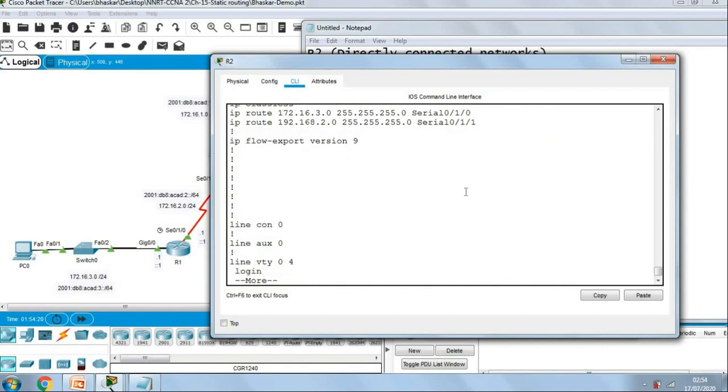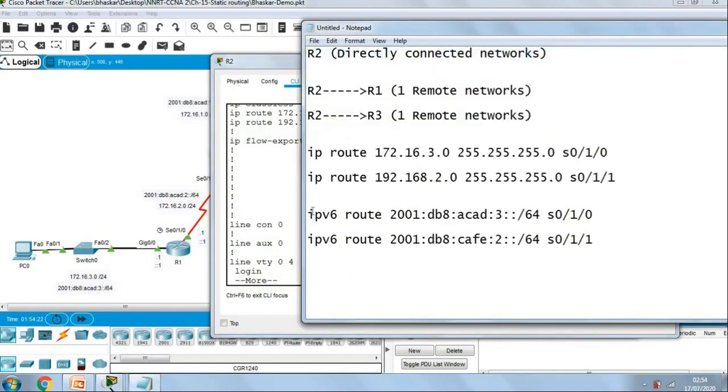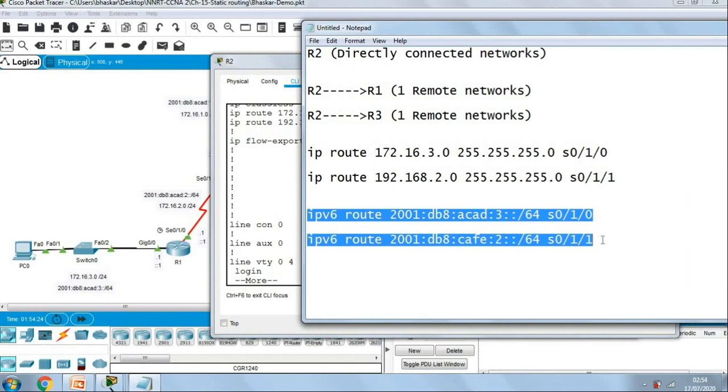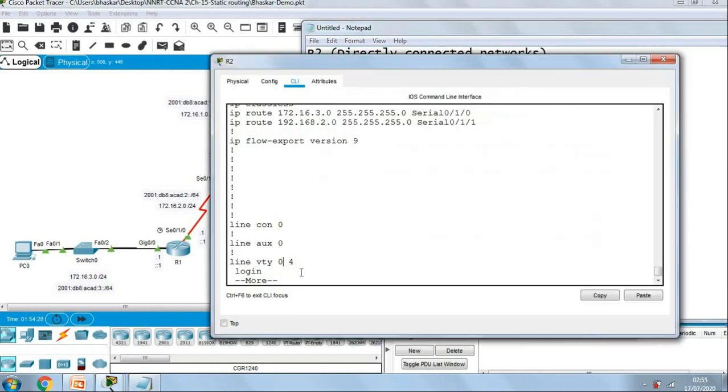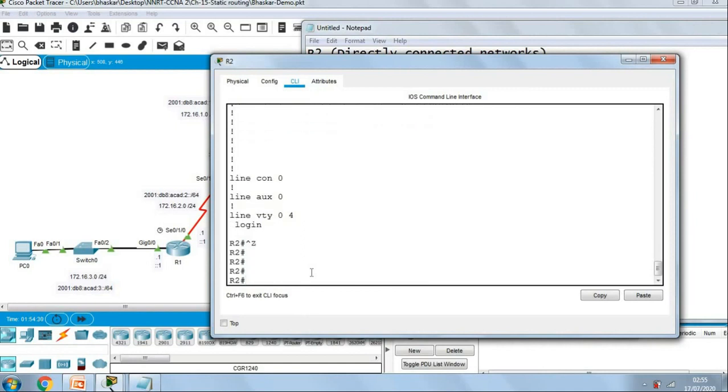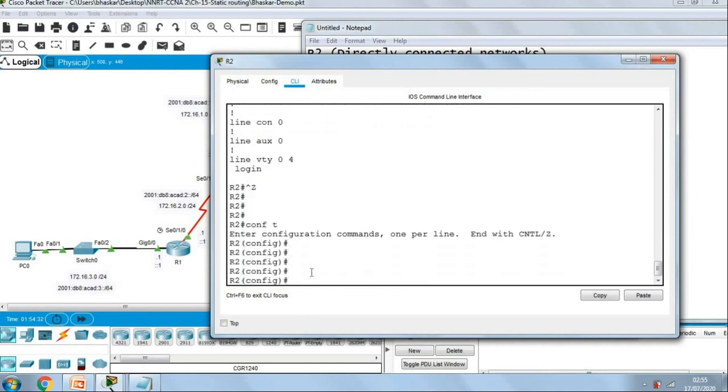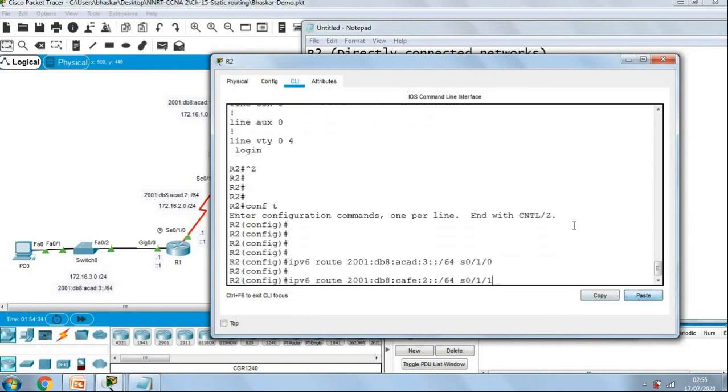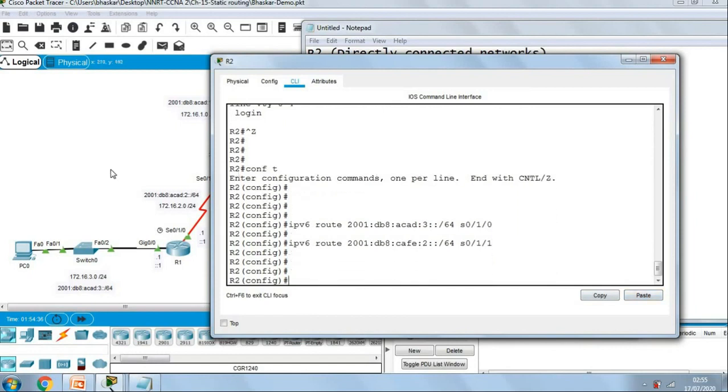Yes, this is clear. Now I'm going to paste these two directly connected static routes. Okay, so 3 double colon slash. Right, so config. So I configured two directly connected static routes from R2 to R1 as well as from R2 to R3.